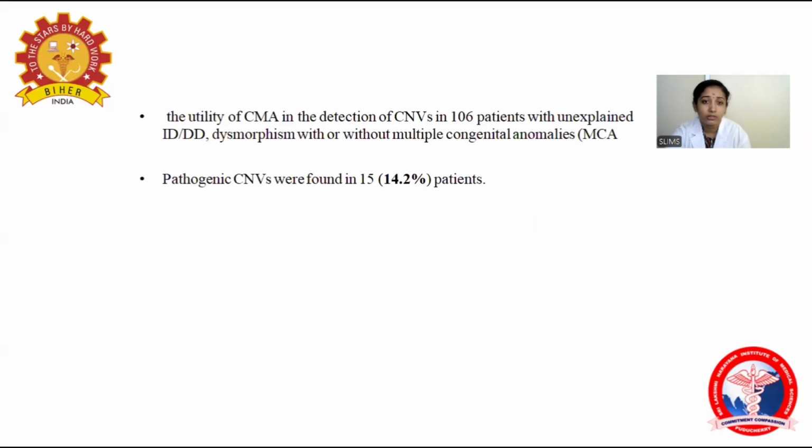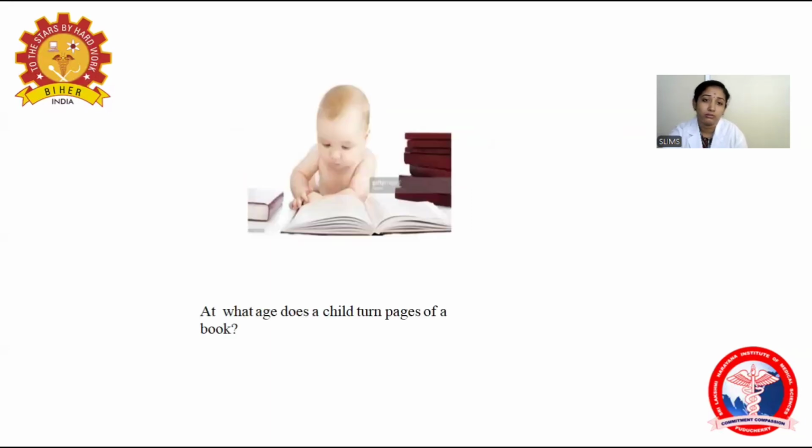The utility of chromosomal microarray in the detection of copy number variants was studied in 106 patients with unexplained intellectual disability or developmental delay, dysmorphism with or without multiple congenital anomalies. Pathogenic CNVs were found in 15 patients.